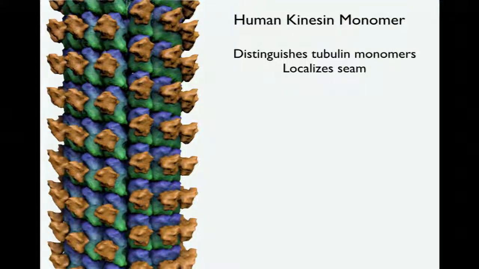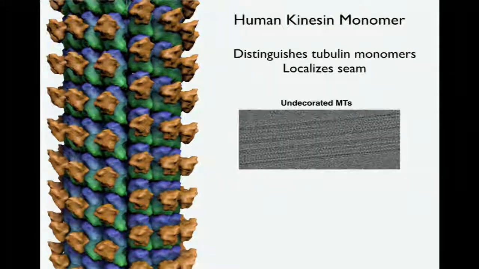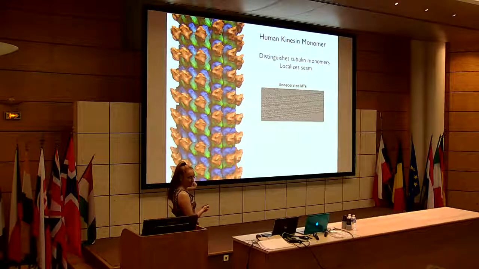Kinesin is bulky. It binds in the middle of a tubulin dimer. And now it's going to be very obvious where the seam is, because these are at a certain distance, and suddenly there is a jump. So if you look at an image of what we call undecorated microtubules, it means with nothing bound to them, this is how they look.